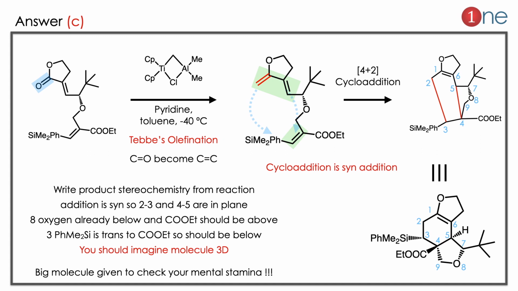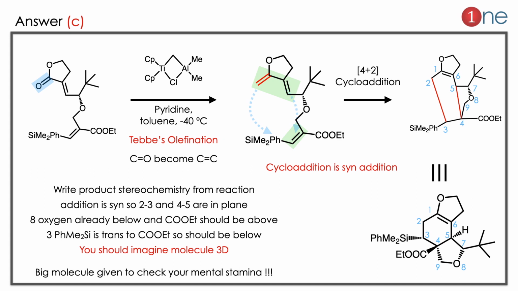Here you have to know an important thing: how to write the stereochemistry. Stereochemistry is given here mostly for confusion, but you can guess. A cycloaddition reaction is mostly a syn reaction, so both should be on the same plane. So 2, 3 and 4, 5 are in the same plane. The 8 oxygen is already below, so there is no question. The third phenyl group is trans to C8, so it should also be below because it is in the trans form. You should imagine the molecule in 3D, otherwise you cannot identify properly. Here a big molecule is given. They are checking your mental stamina and your energy there.